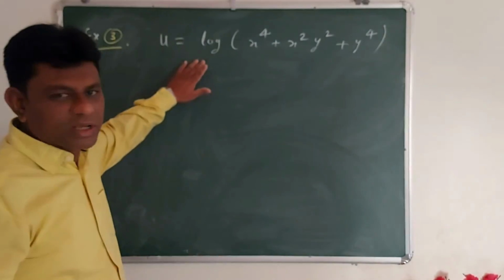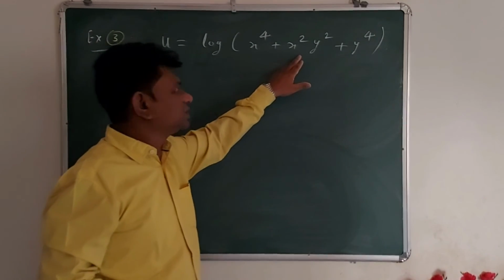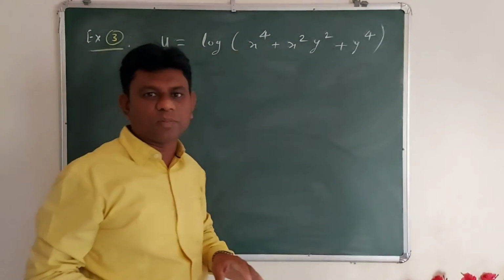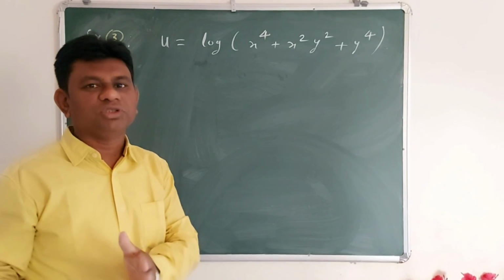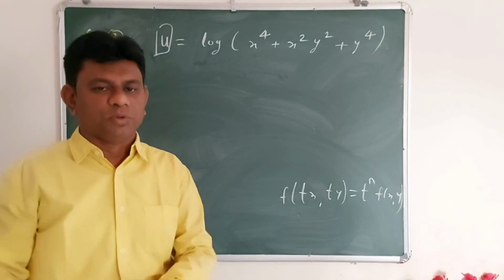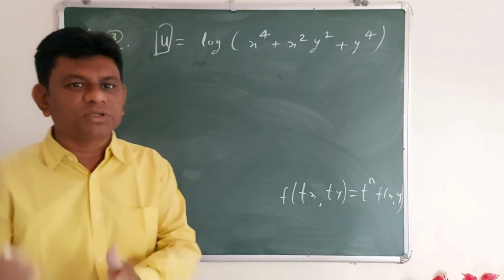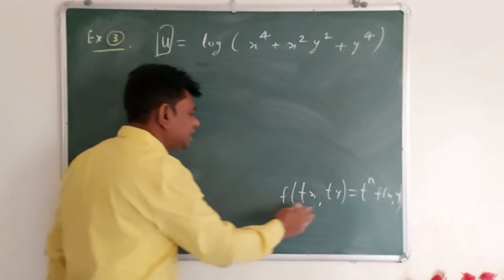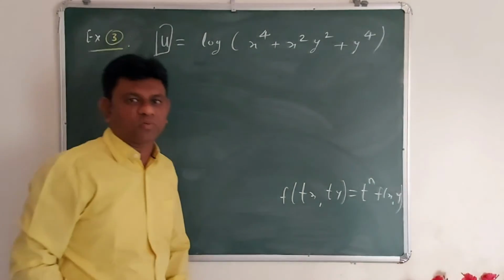Now this is the third example, u is equal to log of x to the power 4 plus x square y square plus y to the power 4. Now again we will check this function is homogeneous or not. Now this given u is not a homogeneous function because it is not possible to write this function as f of tx ty is equal to t to the power n times f of xy.